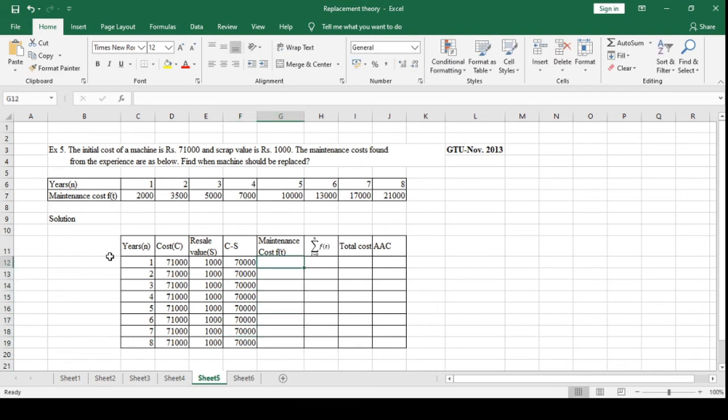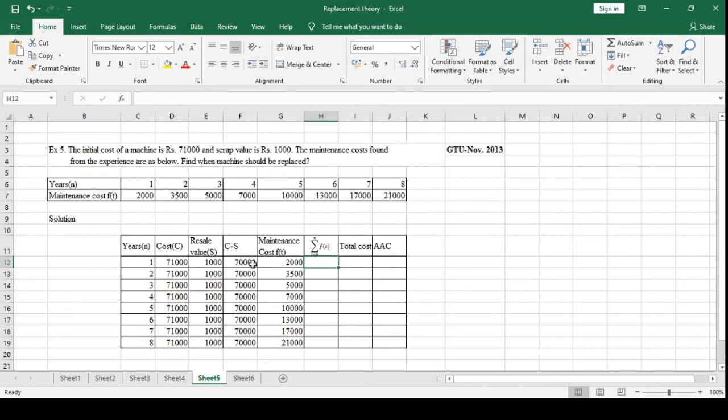Okay, now maintenance cost. Different maintenance cost is already given to us in the data. So we'll write down for the first year 2,000, then for the second year 3,500, for the third year 5,000, for the fourth year 7,000, for the fifth year 10,000, for the sixth year 13,000, for the seventh year 17,000, and for the eighth year 21,000.